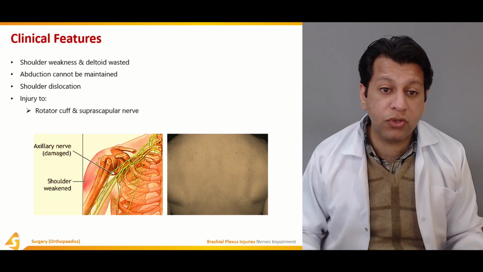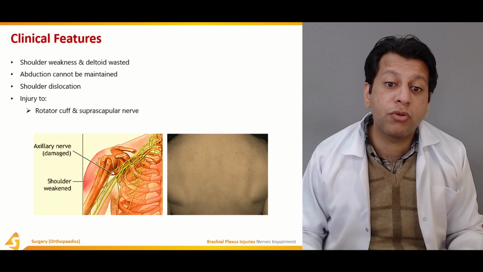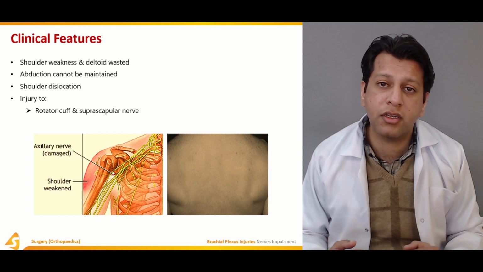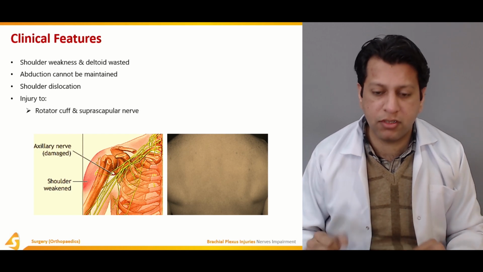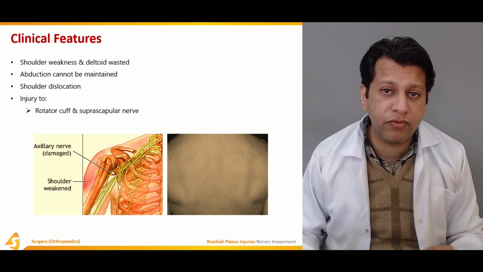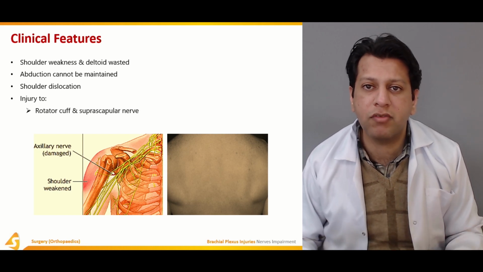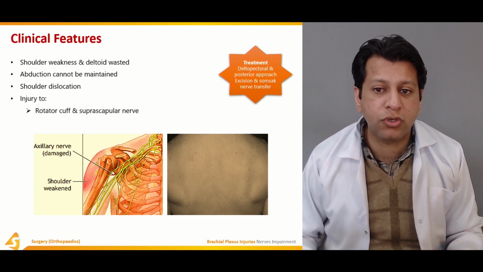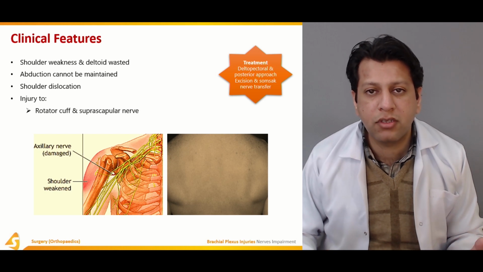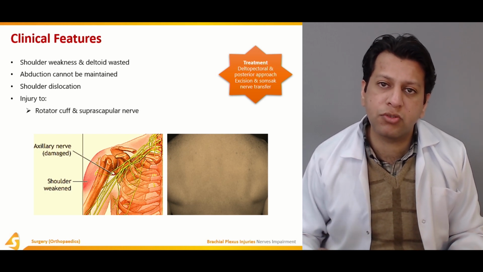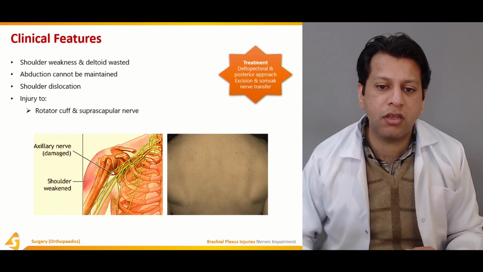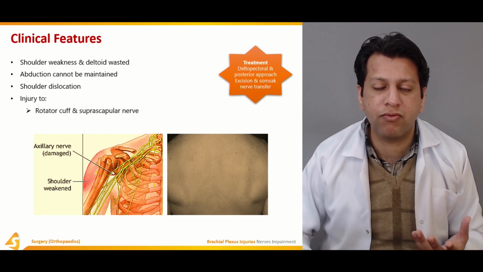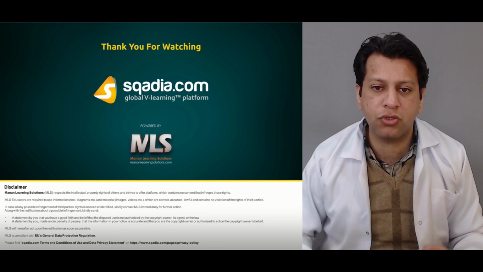Usually, it may be associated with shoulder dislocation. There could be injury to the rotator cuff or suprascapular nerve as well. The rotator cuff muscles include supraspinatus, infraspinatus, teres minor, and subscapularis. In high velocity injuries, rotator cuff tear along with axillary nerve injury can happen as well. For treatment, a deltopectoral approach or posterior approach can be used, and grafting and nerve transfer can be done so that the function of the axillary nerve is restored. But if it's beyond 6 months, then we may need to do a muscle transfer so that the function of the deltoid can be restored.